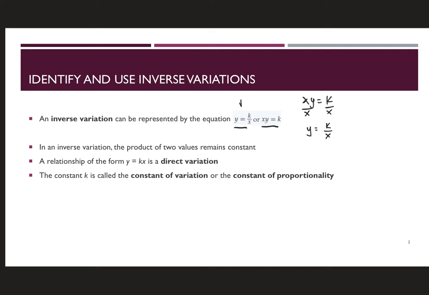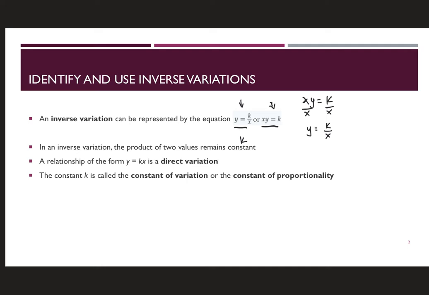Okay, this first one talks about y. This second one talks about k. And we'll be using both of them, well, pretty equally this PowerPoint. Now, in an inverse variation, the product of the two values remains constant, aka k should always be the same regardless of what x and y values you multiply together.